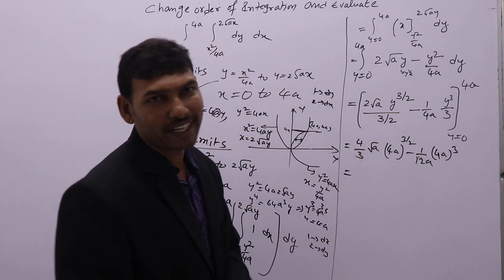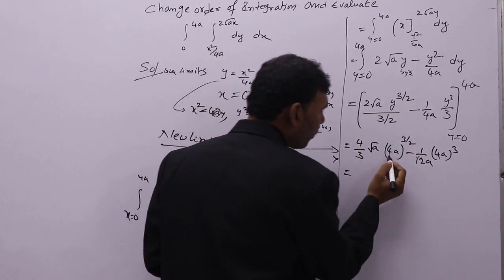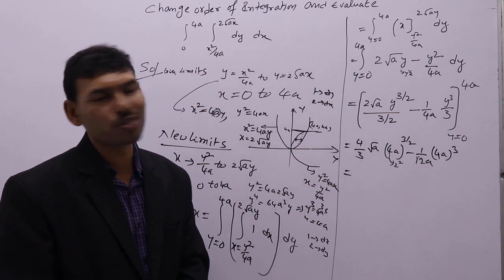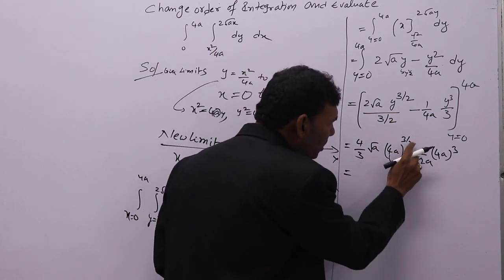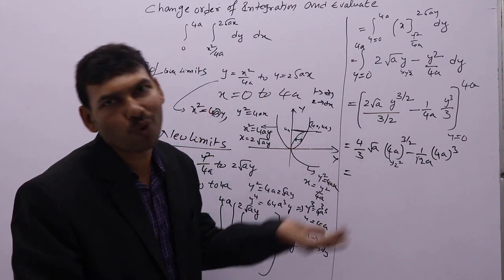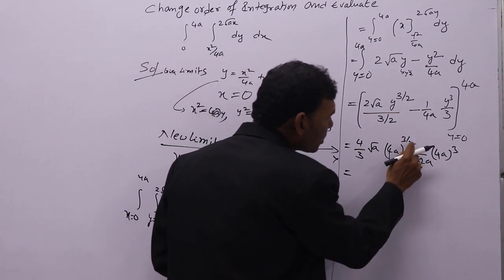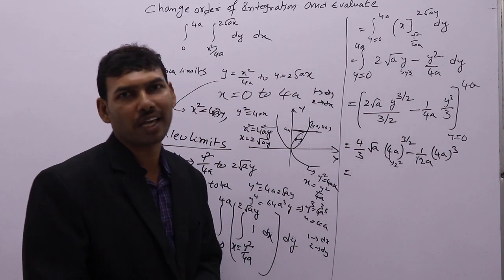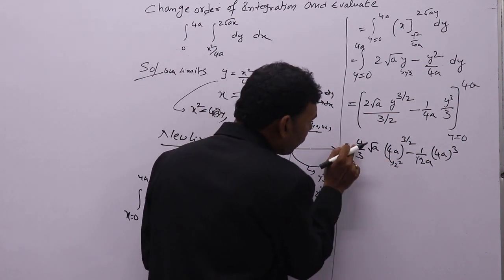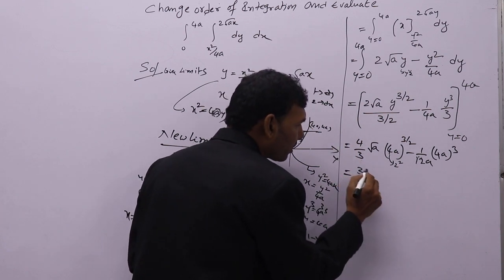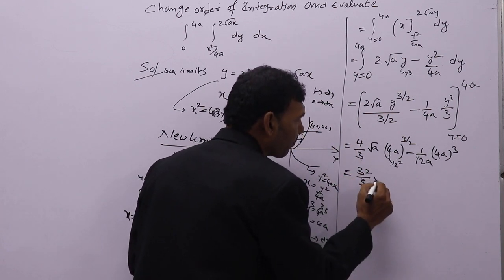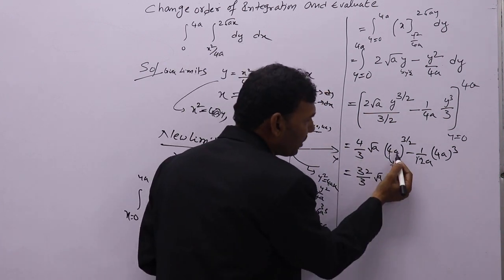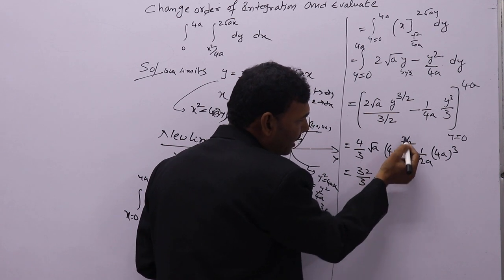Here 4 can be written as 2 square. If you write 4 as 2 square, what happens? This 2 gets cancelled. What is left over? 2 cube we will have. What is 2 cube? 8. 8 into 4, 8 4s are 32 by 3 root a. Here you will have a also, 2 get cancelled, a cube.